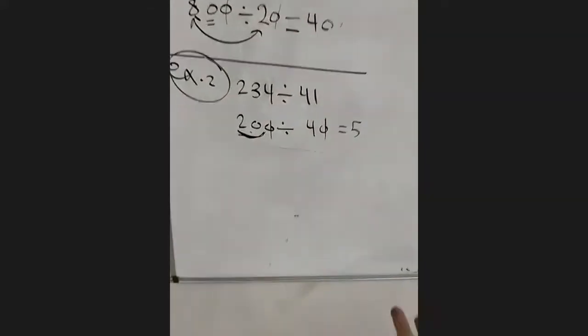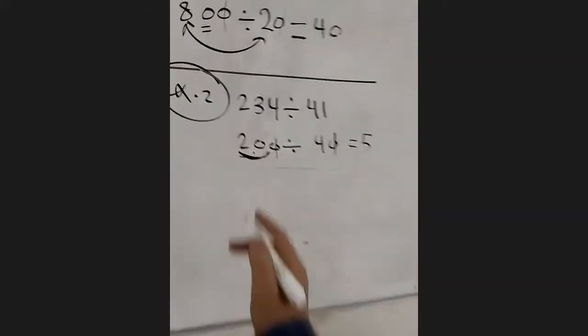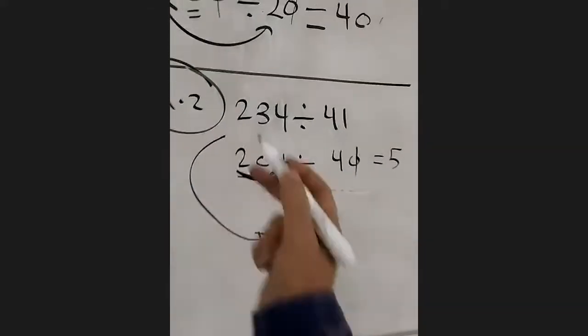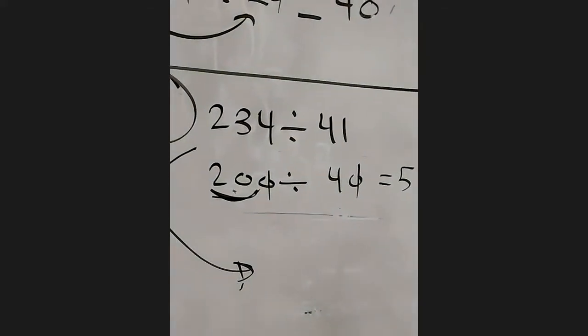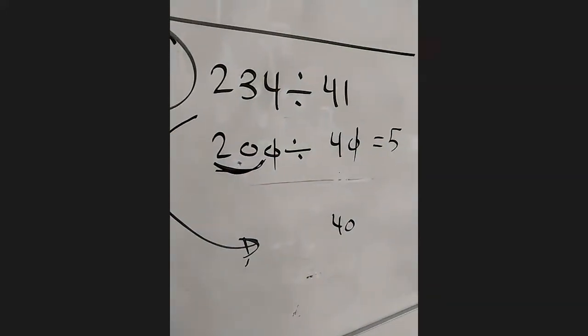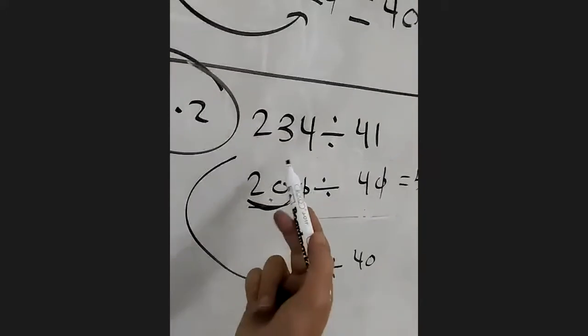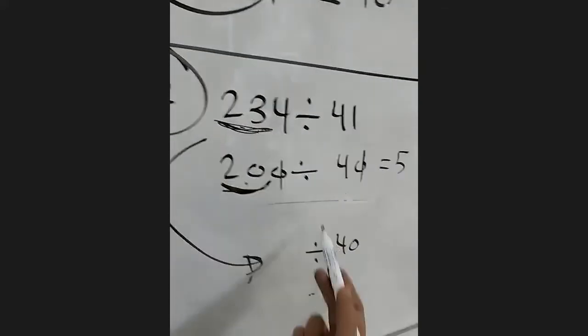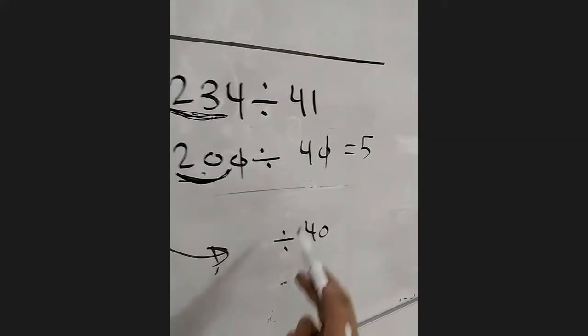But let's do it in another way, with compatible numbers, for example. Look here. We have 234 divided by 41. The 41 is still 40, I'll keep rounding it. And the division. Here, look here, guys, we have 23. Let's talk about the timetable of 4.